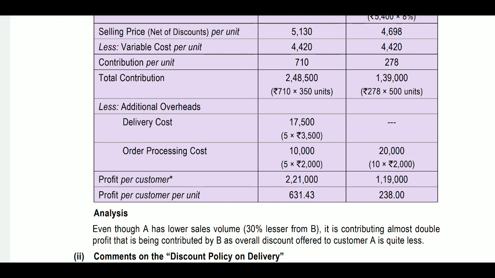Then for the profit per customer, 2,21,000 divided by how many units there are, 350, so 2,21,000 divided by 350 we will get 631.43. And similarly, 1,19,000 divided by 500, we will get 238 rupees.